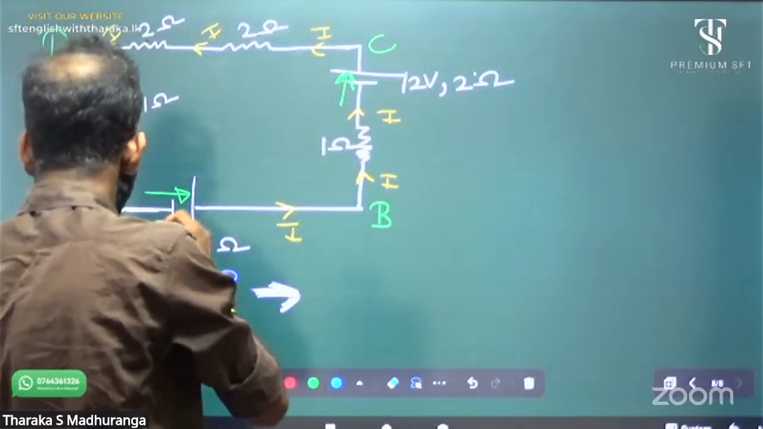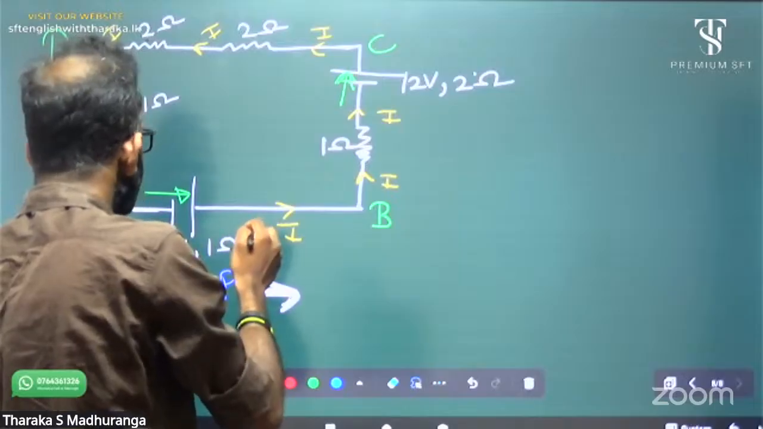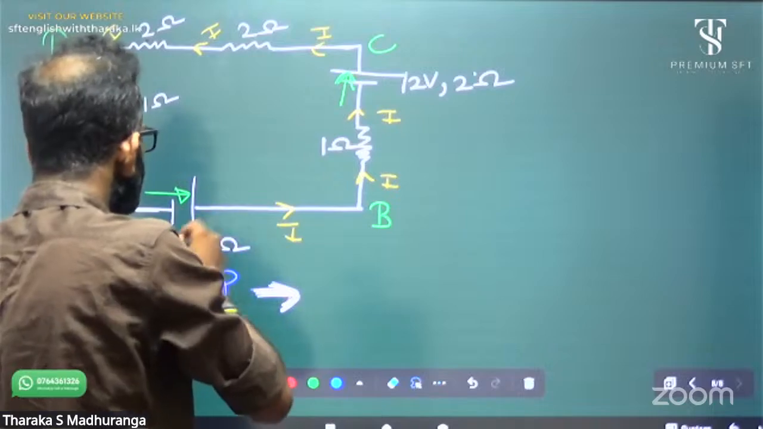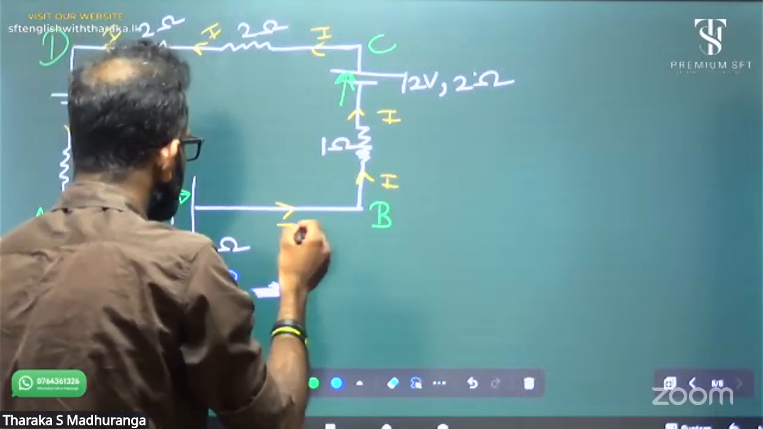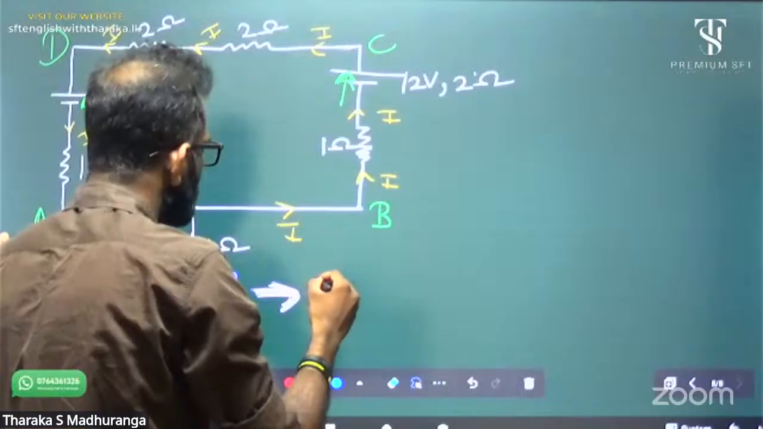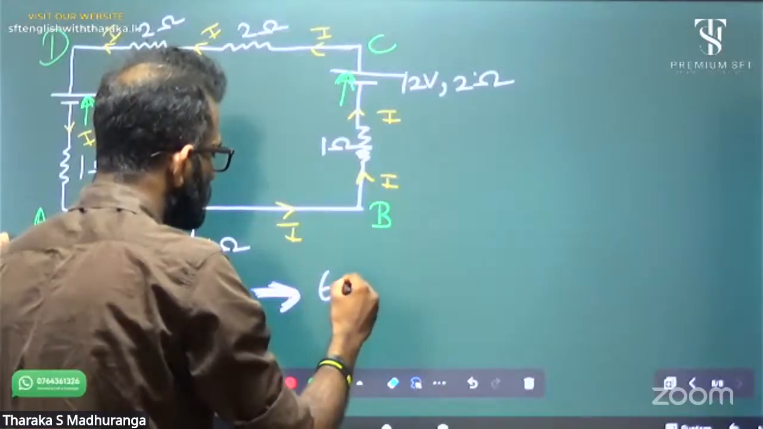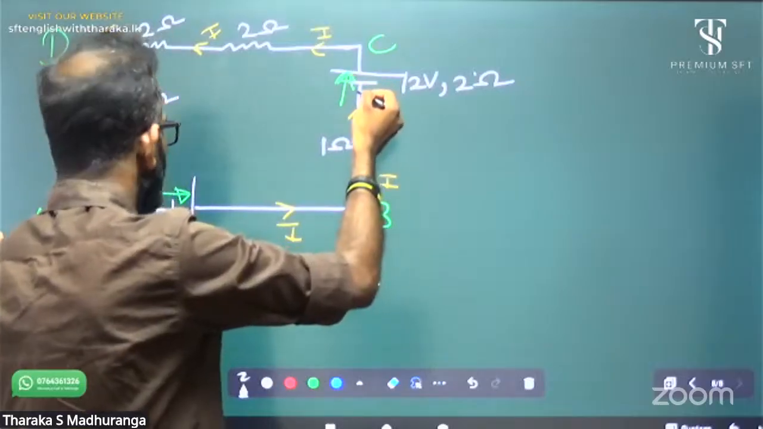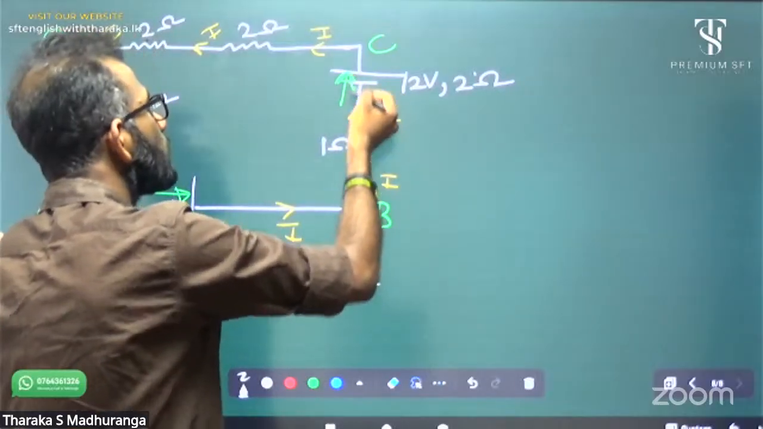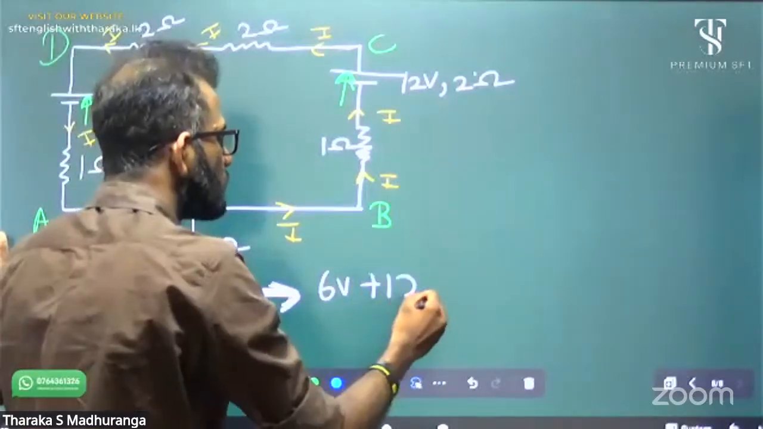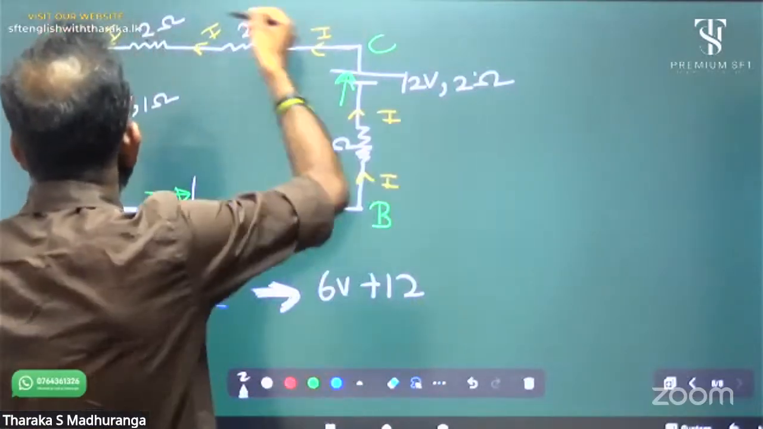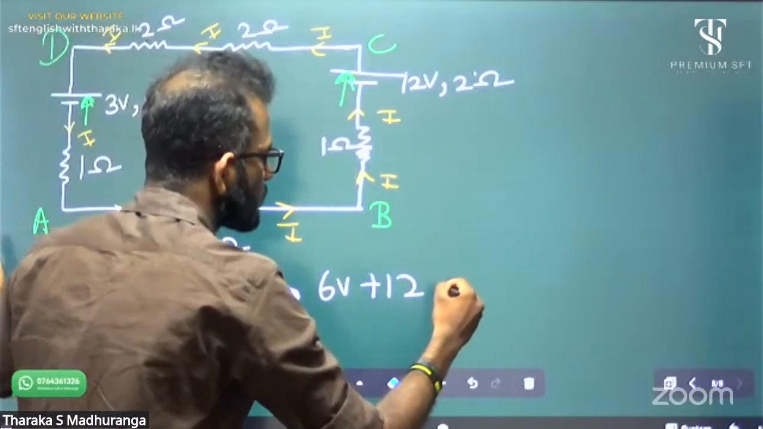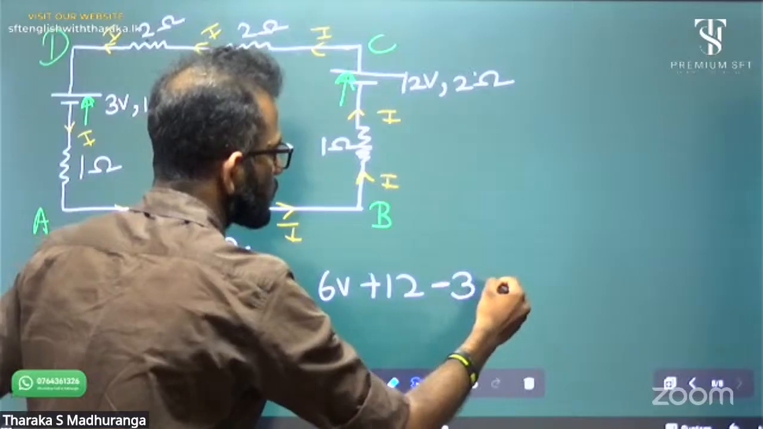Okay, I'm going to use point A, and I'm going to find the batteries first. Okay, 6-volt battery, my direction and EM force direction same, then it is 6-volt. Second battery, my direction and EM force direction same, 12. Third battery, my direction and EM force direction opposite. It is -3.